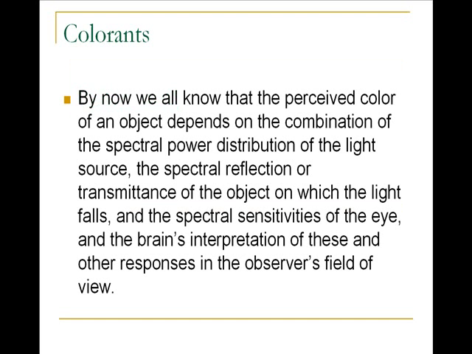By now we all know that the perceived color of an object depends on the combination of the spectral power distribution of the light source, the spectral reflection or transmittance of an object on which the light falls, spectral sensitivities of the eye, and finally the brain's interpretation of these and other responses in the observer's field of view. In other words, our model for seeing color, where we have our light source, object, and observer.